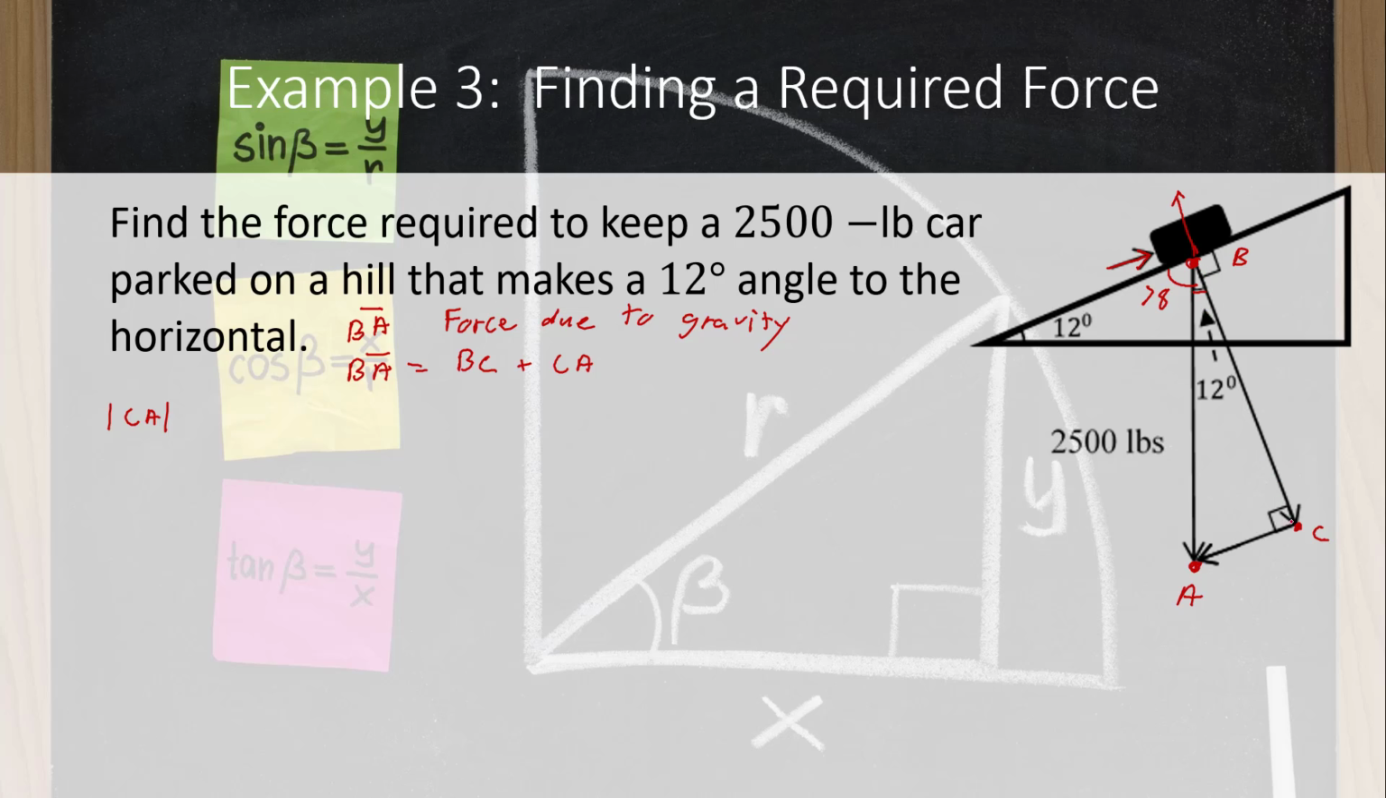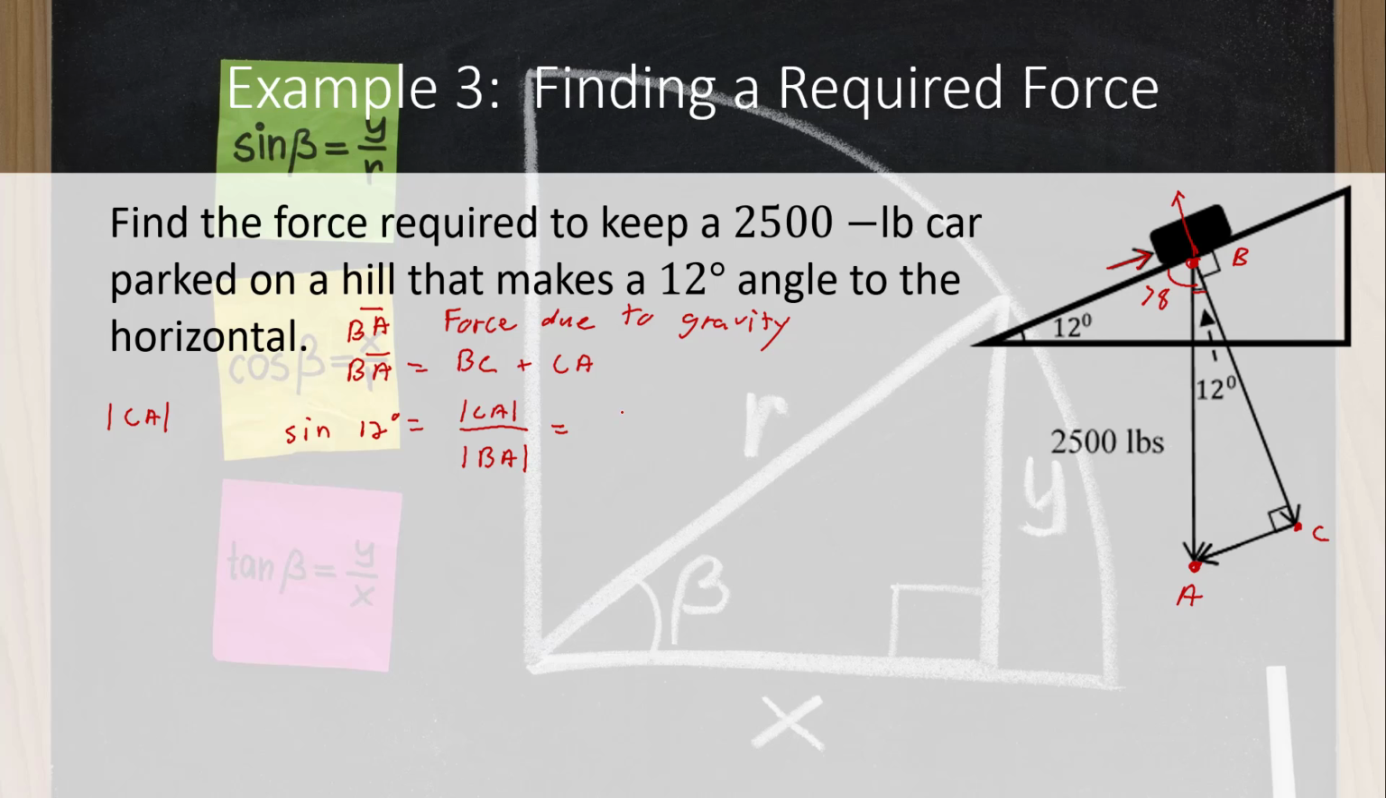Now, also notice that we have a right triangle here. All right, this is the hypotenuse, and these are the two legs. And this leg right here, this vector AC, is the leg opposite our 12-degree angle. So the sine of 12 degrees is going to be equal to the opposite, which is the magnitude of the vector CA, divided by the hypotenuse, which is the magnitude of the vector BA.